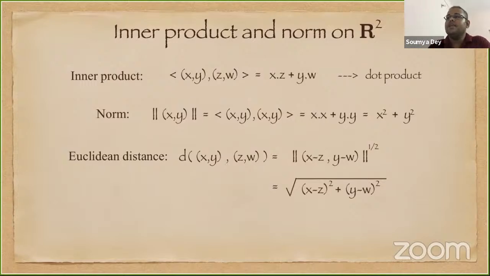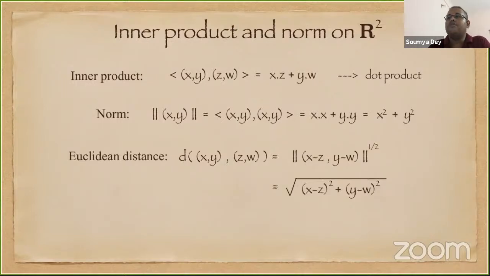Now, using this inner product, we can define something called the norm of a point. Suppose you have some point (x, y) in R2. What is the norm of this point (x, y)? You basically take the inner product of (x, y) with (x, y). And how do you calculate again? x times x plus y times y. This is basically x squared plus y squared. So this is giving us the norm of the point (x, y) or the vector (x, y).